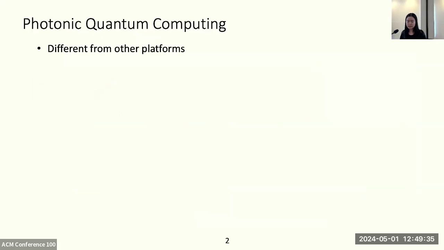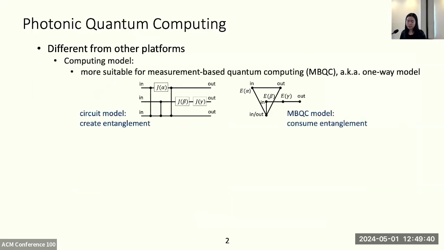However, the photonic system is quite different from other platforms. They are more suitable for the measurement-based quantum computing model, which is also known as the one-way model. This is a conceptually different model from the circuit model, but with the same computing power in the sense that they are both universal models.